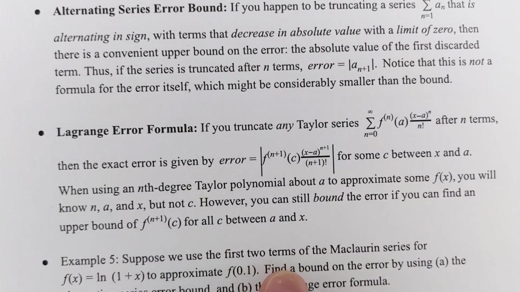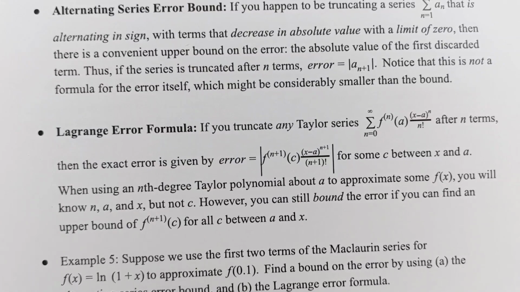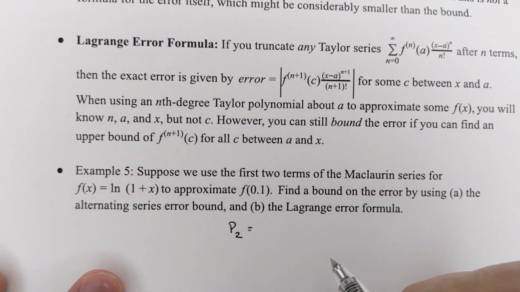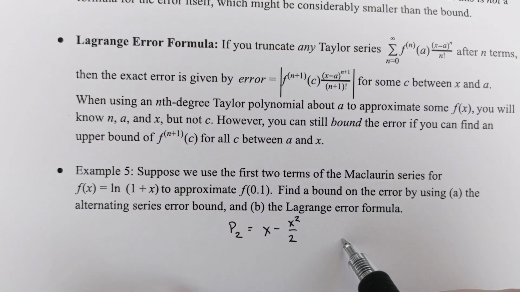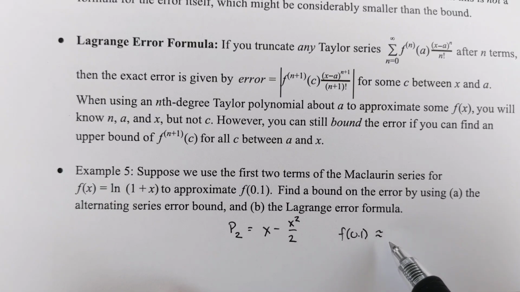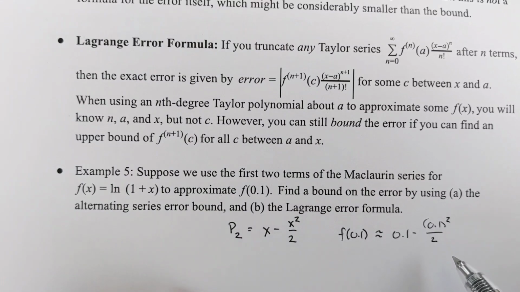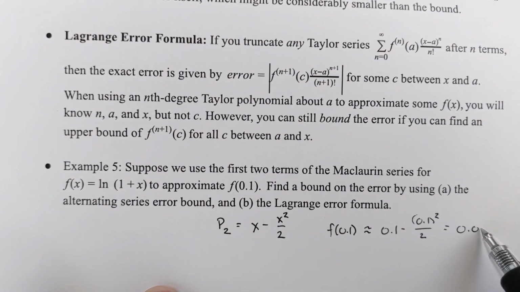All right, so suppose we use the first two terms in the Maclaurin series for ln of 1 plus x to approximate f of 0.1. Find a bound on the error using a, the alternating series error bound, and b, the Lagrange error bound. So the first two terms would be x minus x squared over 2. So f of 0.1 is approximately 0.1 minus 0.1 squared over 2, which is about 0.095.